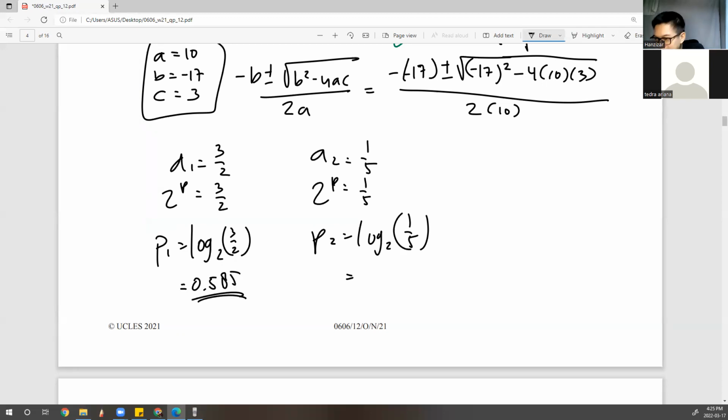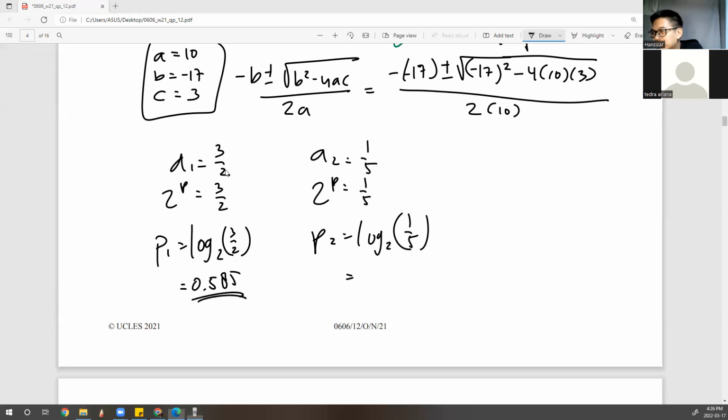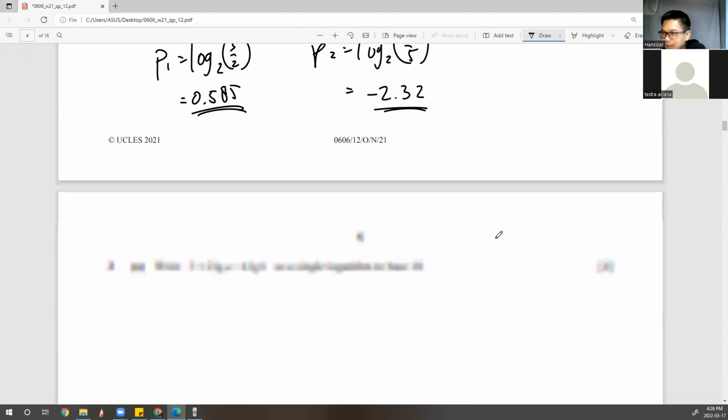For the second answer, change this, 1 over 5 is 0.2, yeah, make it fast. I'm too lazy to write down this. Okay, negative 2.32, 3 significant figures, right? Everything is in 3 significant figures. Any questions so far, Tedra? I don't think so. Okay, we continue then.